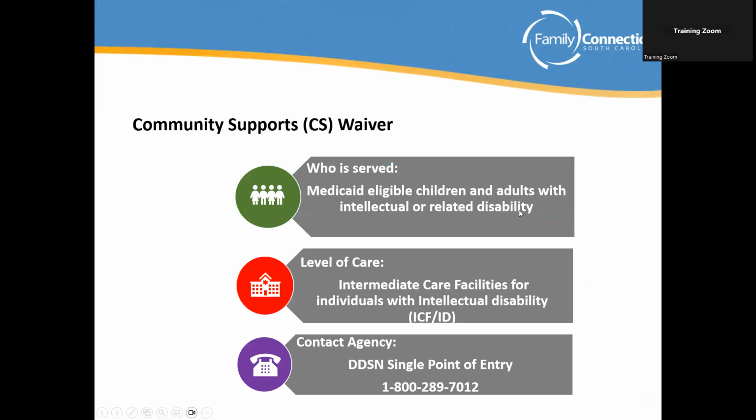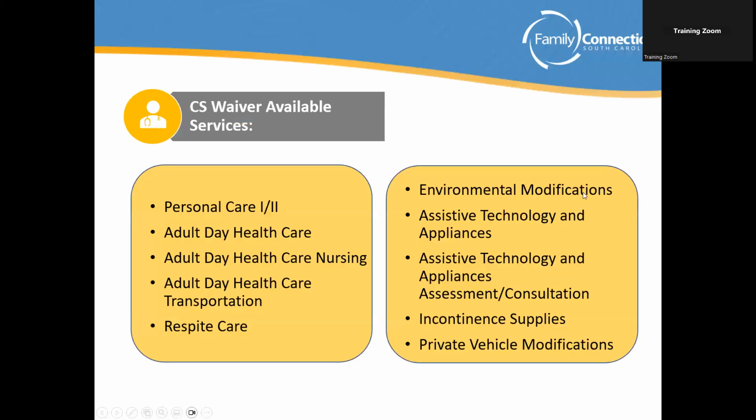All right, so let's get into this real quick. Again, let me know if you have questions and we will get to them as we go. But the community supports waiver. This is one of the waivers that is administered by DDSN. In each of these categories, you'll see who serves, level of care, and who the contact entity is. This community supports waiver is designed for Medicaid eligible children and adults with intellectual disability. They must meet the level of care required to be eligible for these services, and DDSN is the point of contact on that.